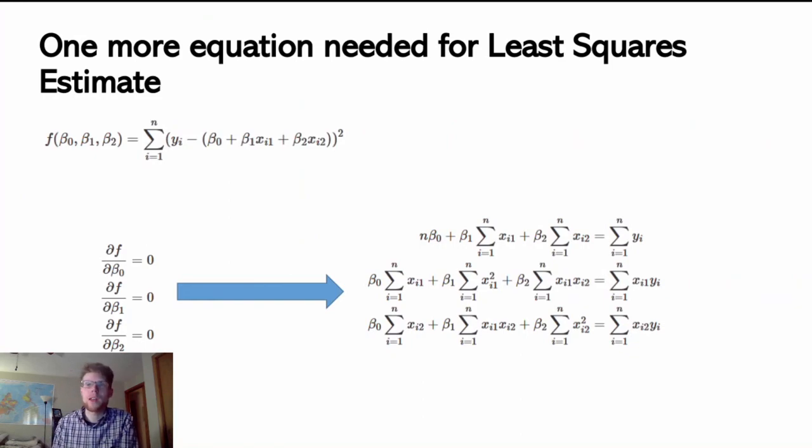Now, I will mention here, we can make that visualization if we have two predictors, but as we add more predictors, technically we're adding more dimensions to this model, and it becomes very difficult, if not impossible, to really visualize what's going on.